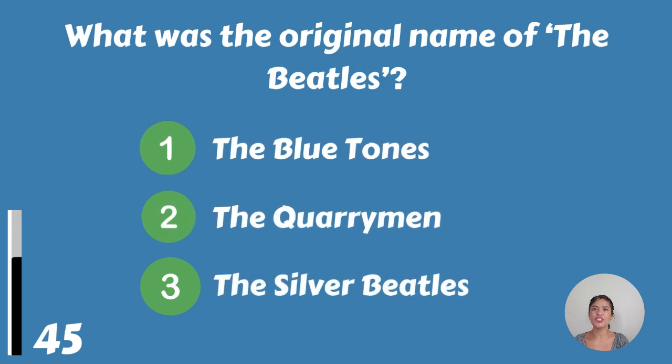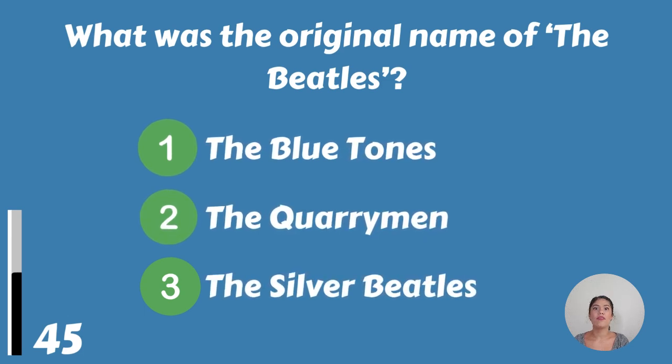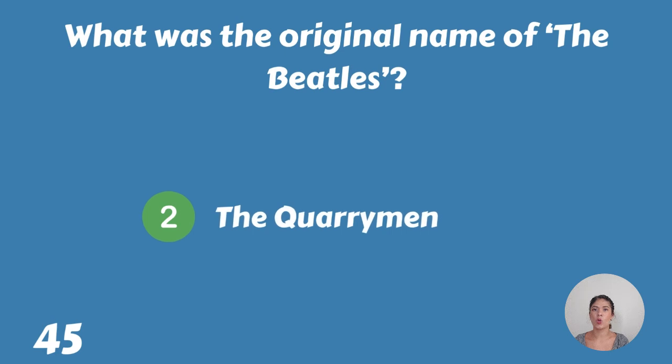What was the original name of the Beatles? The Blue Tones, the Quarrymen, the Silver Beetles. The Quarrymen.